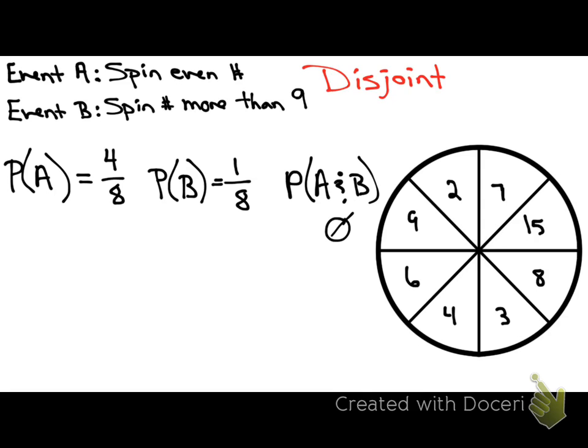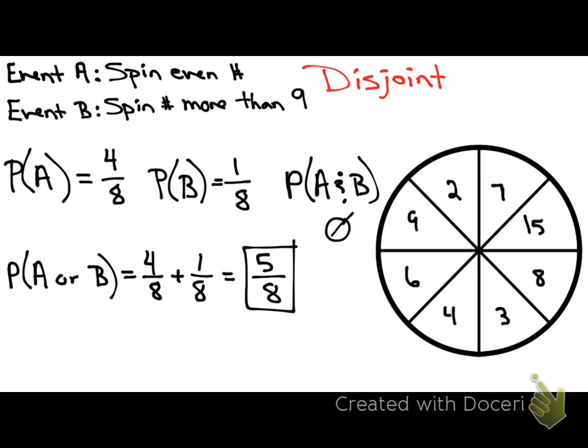All we do is add A and B together. Okay, so since there's no overlapping events, we just add A and B and we're done. 5 over 8.